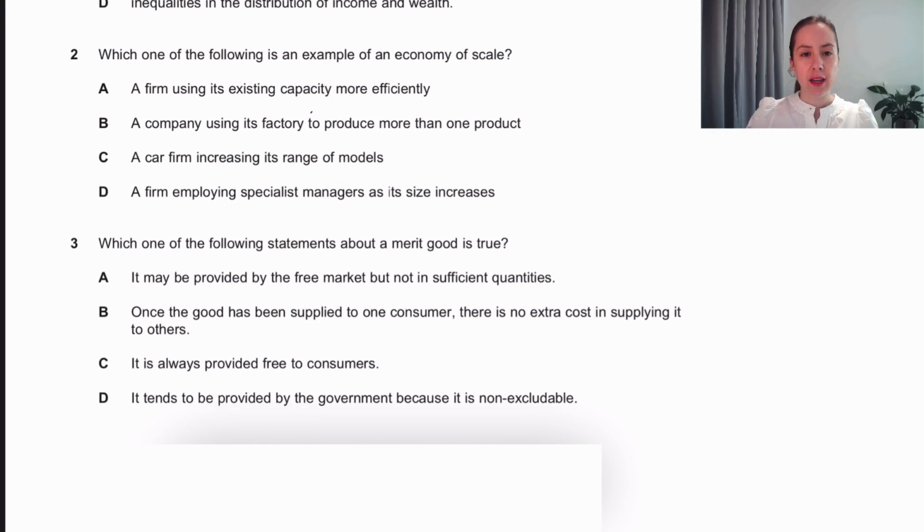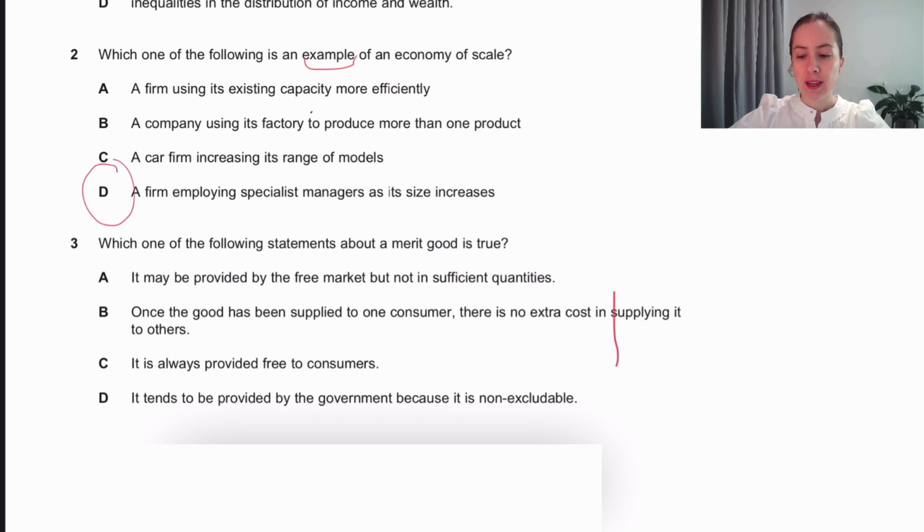Economies of scale, we're looking at average cost reductions as output has increased. And we're looking for an example, so we're looking for marketing economies, financial economies, and you can see here that we've got option D as being the option, specialist management, that's managerial economies of scale.